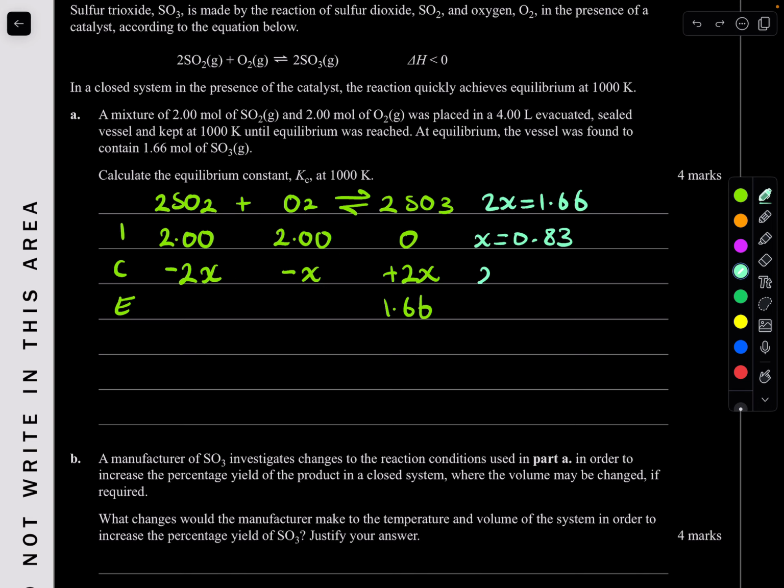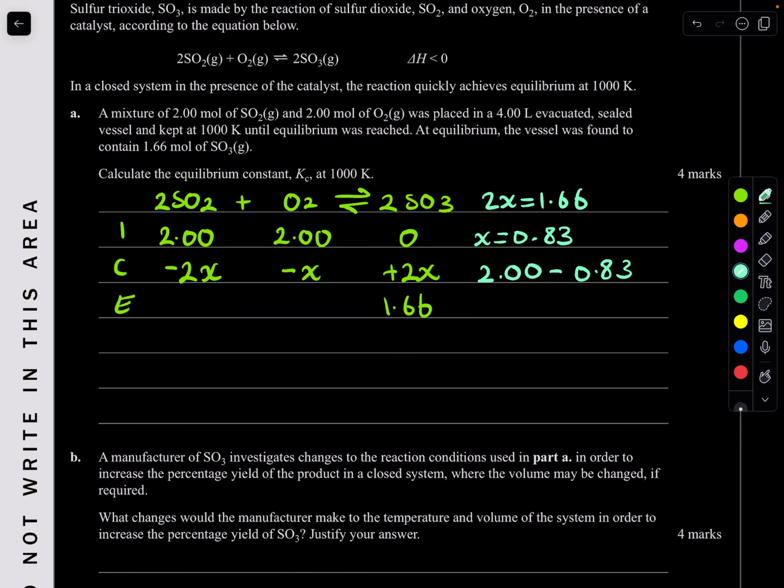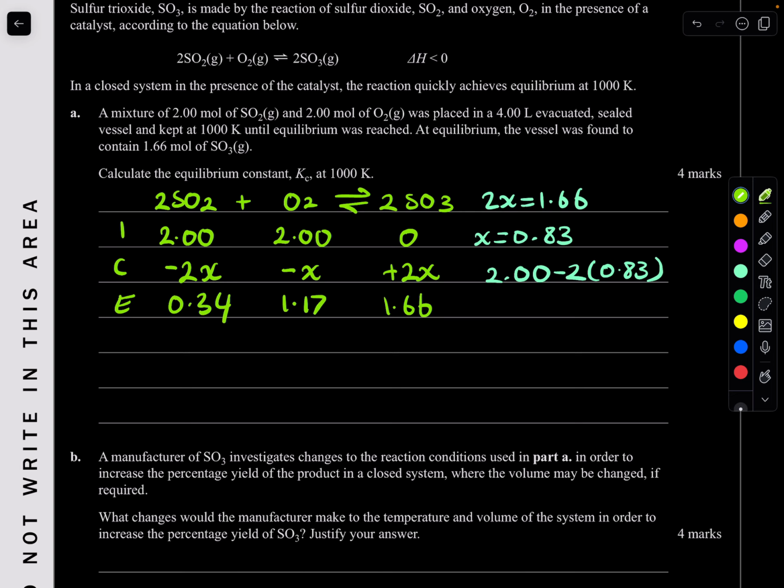So what I can do is, again, if I add these two together, it should equal to our equilibrium value. So what we're saying is 2.00 minus your x, which is 0.83, which will give me, this part here will be 1.17. And so yeah, just keep doing it for the other one. So again, the next one is adding these two and should equal to equilibrium. So 2.00 minus 2x. So your x value, of course, is 0.83, and that's going to give us 0.34.